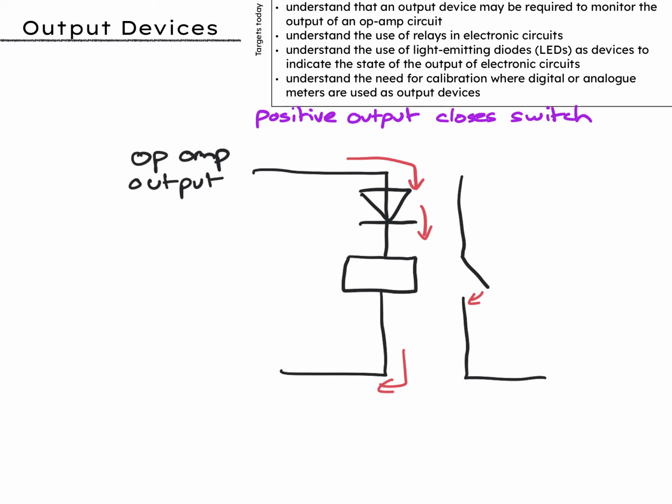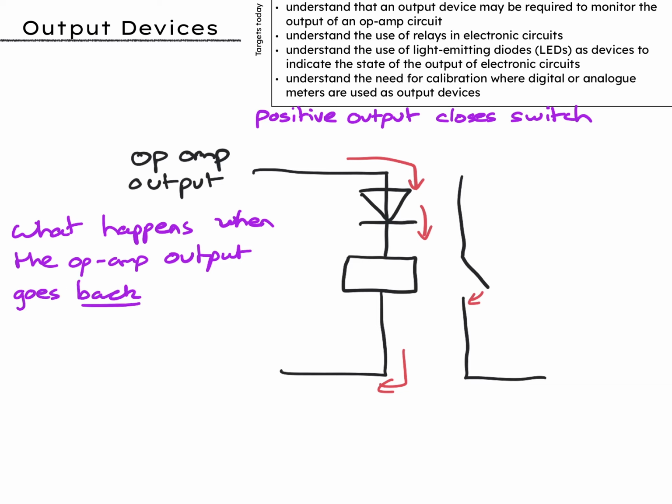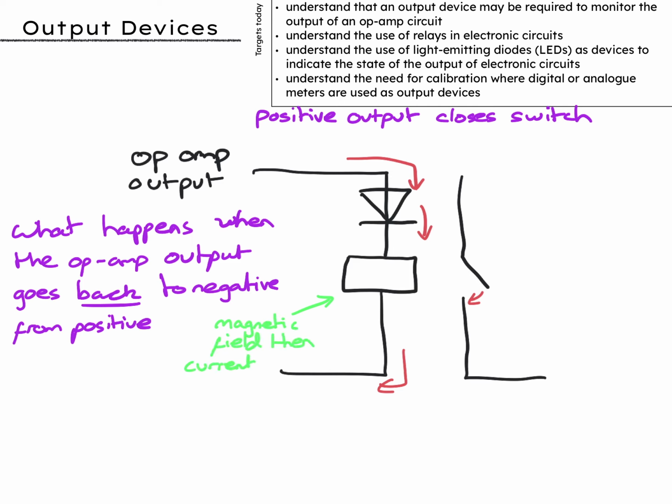For A level, what is going to happen when the op-amp output goes back to negative? Have a good long think about that. There's an op-amp providing a current through a coil, which has a magnetic field. Then the current stops. What happens next? All right, pause. Don't come back too soon.